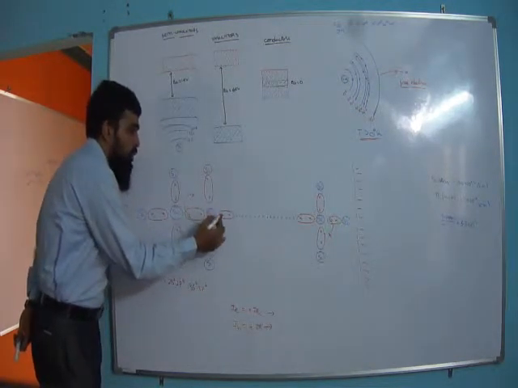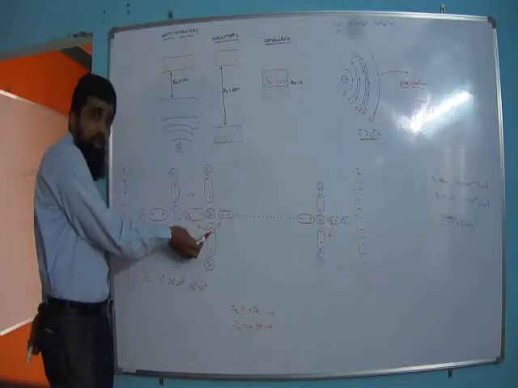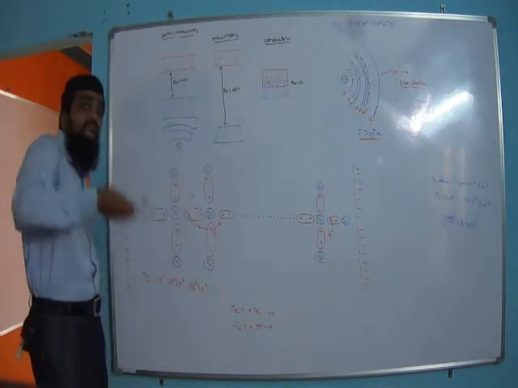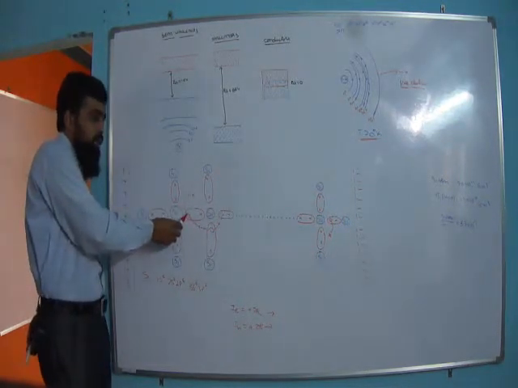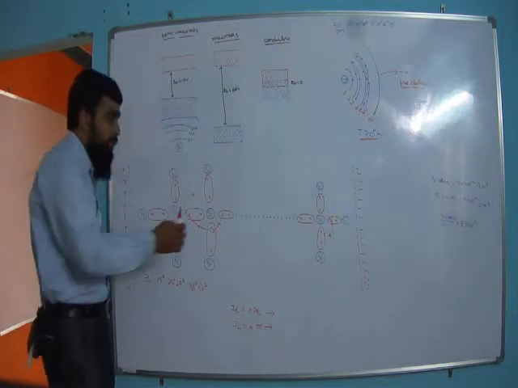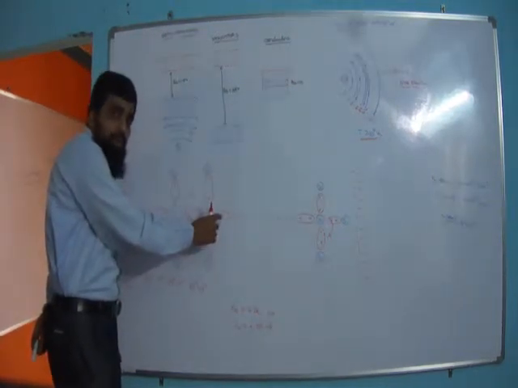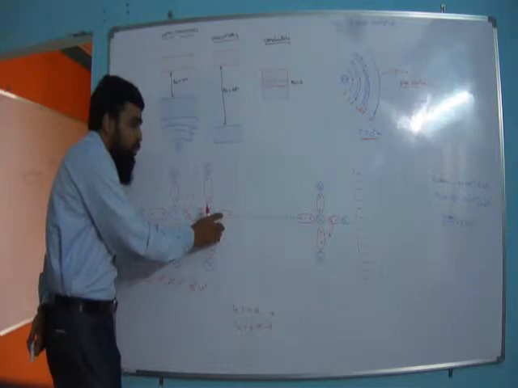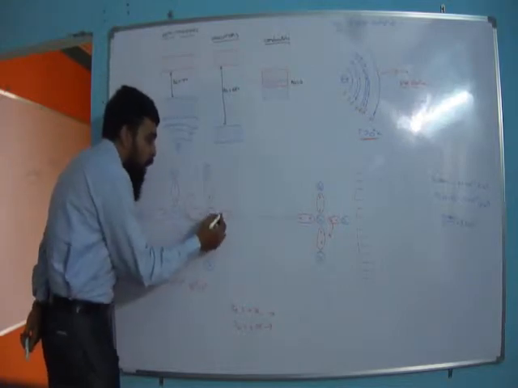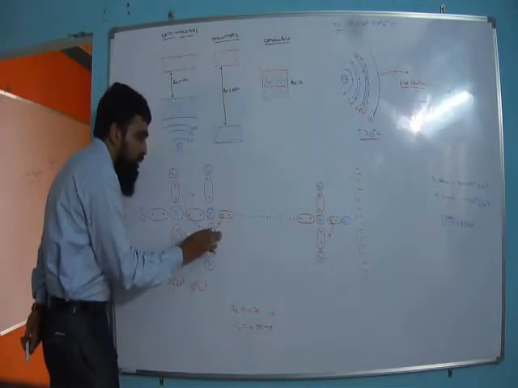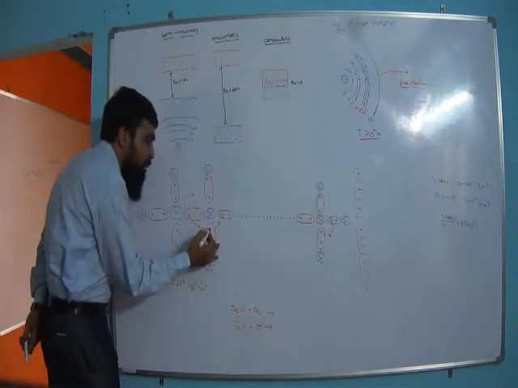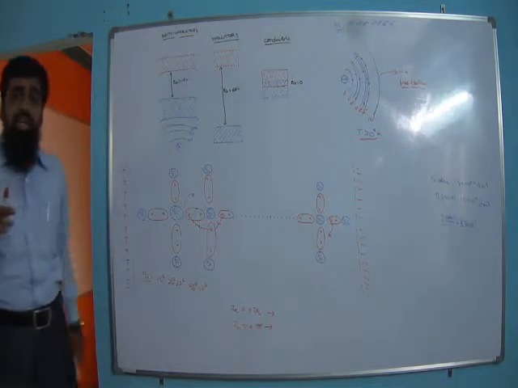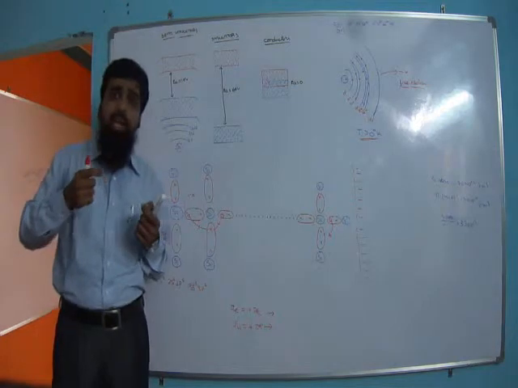What you have to do? You need to break this covalent bond first, freeing an electron. Now that free electron occupies this hole. You need some energy to break this covalent bond. After that, this electron takes this new position. That is why the hole is moving a little bit slowly.